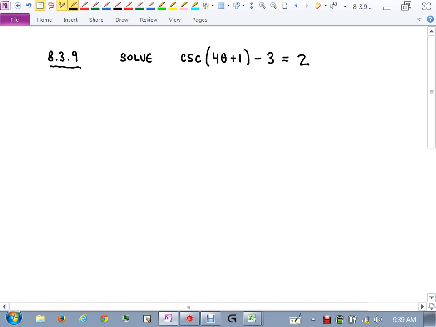All right, so you look at this. It is a trigonometric equation, right? You have an equal sign in here. We have a trig function. It's a cosecant, right? Okay. See how we're going to deal with this. Well, the first thing you ever want to do with the trig equation is to isolate the trig function, all right? Get that by itself. So I can do that pretty easily by moving this 3 over and just adding it and getting a 5. So I've got cosecant of 4 theta plus 1 must equal 5.